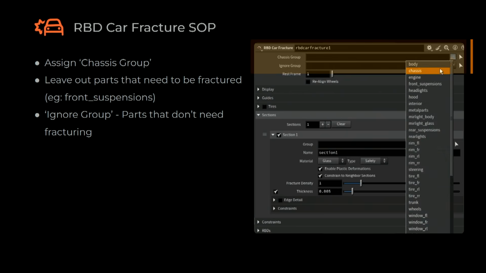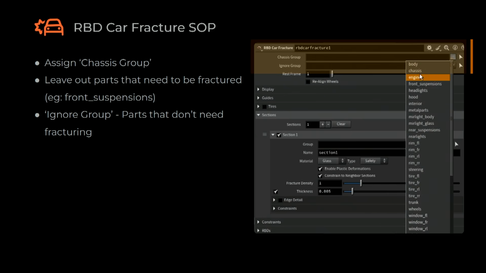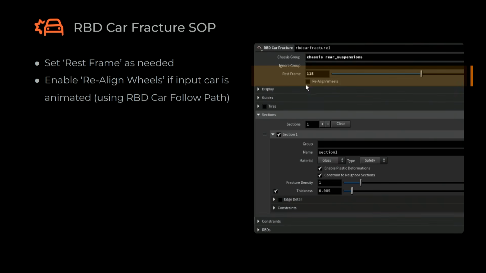So it's important to have a chassis group when you're trying to fracture the car. And then there's an ignore group, which would include some of the parts of the car which you don't want to be fractured. So you can maybe leave that out by adding them to this group. And then you have a rest frame attribute, which is essential. So you can either set that to frame 1 or frame 115, like I've set it here. This helps all the time-consuming and expensive, time-dependent calculations to be not time-dependent anymore.